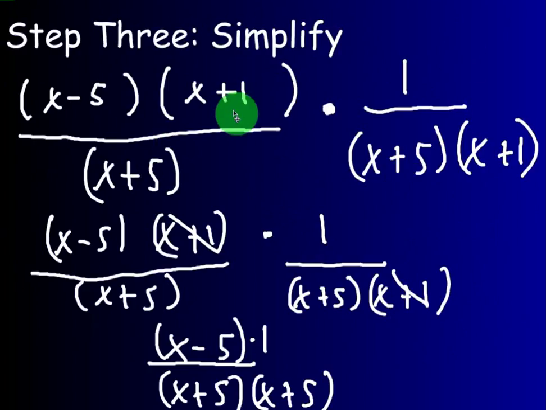But what happens is, we can now cross cancel again. We have x plus 1 here and an x plus 1 down there, so those will cancel. And that's actually it. Now, that's because this is an x minus 5, and on the bottom I have two x plus 5s. That will not cancel. Okay? We'll have an x minus 5 times 1, which we all know is x minus 5.